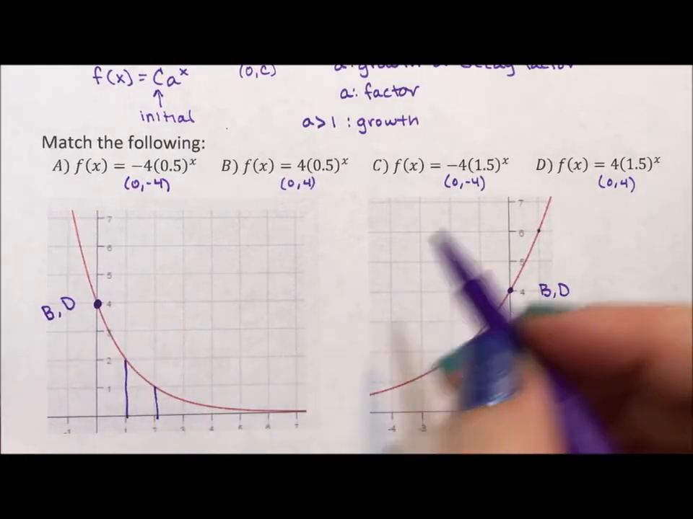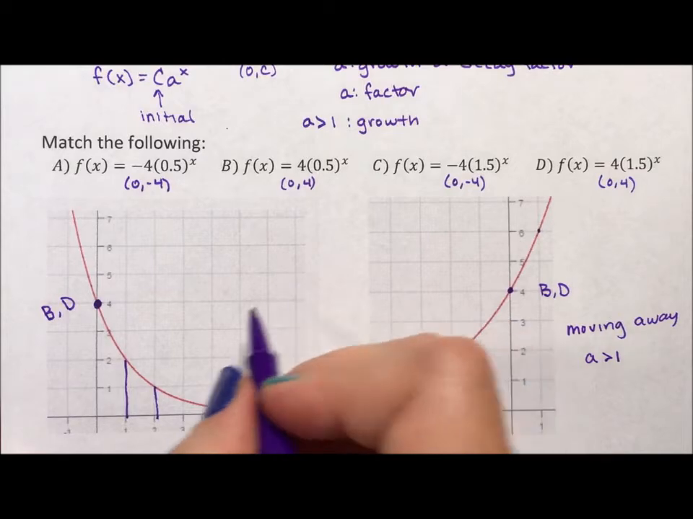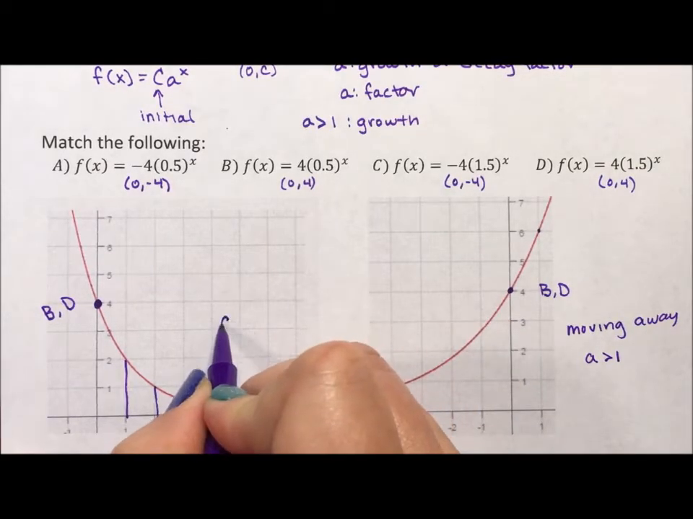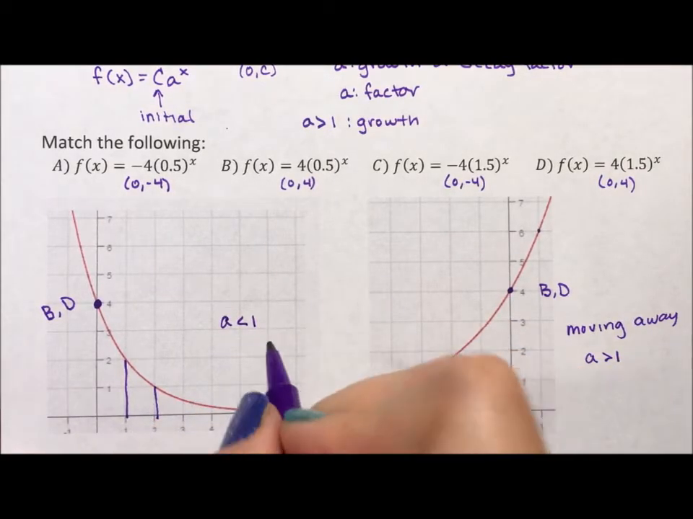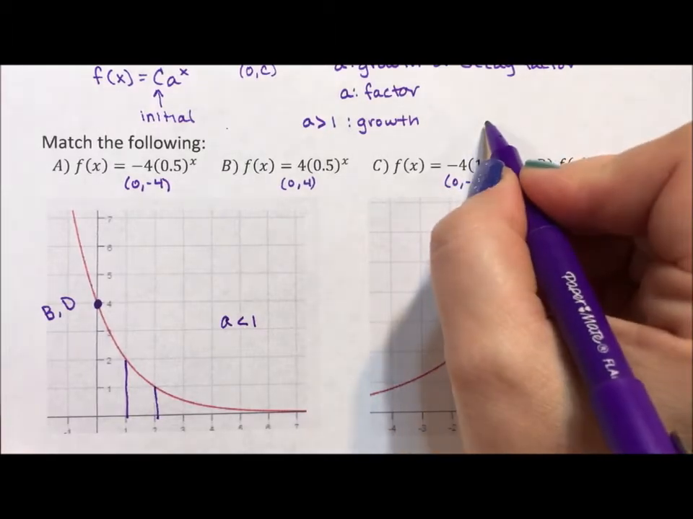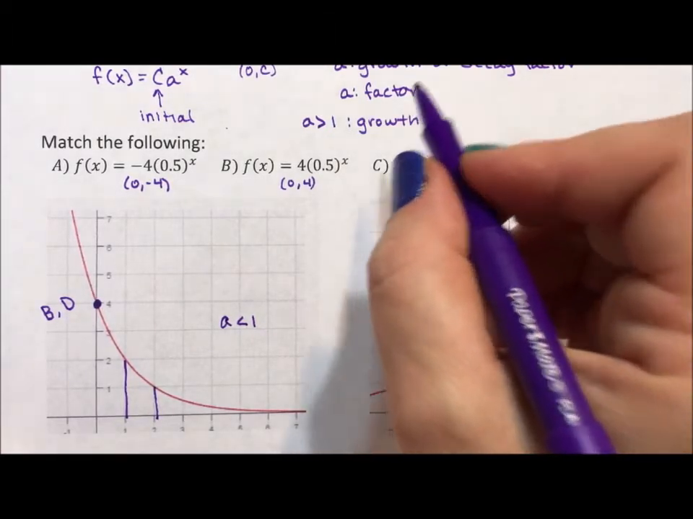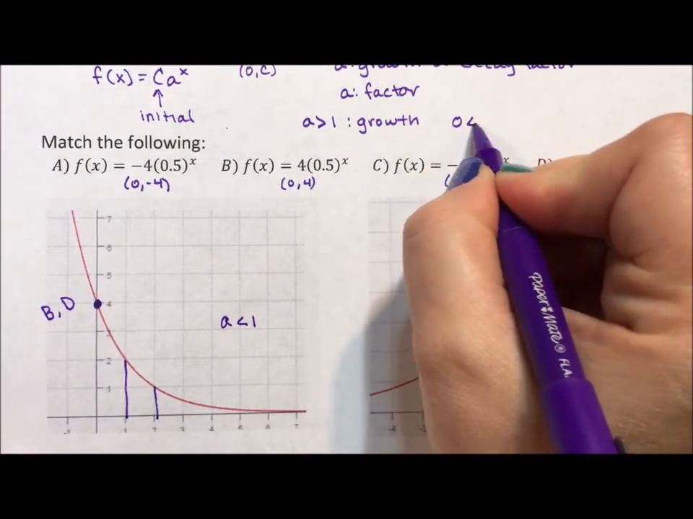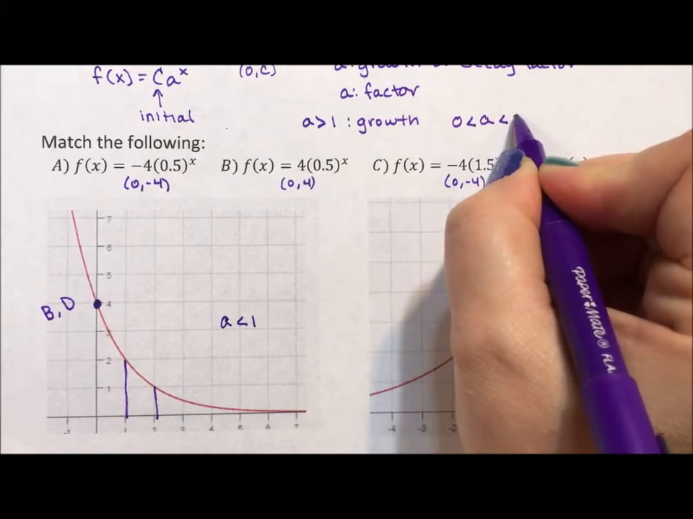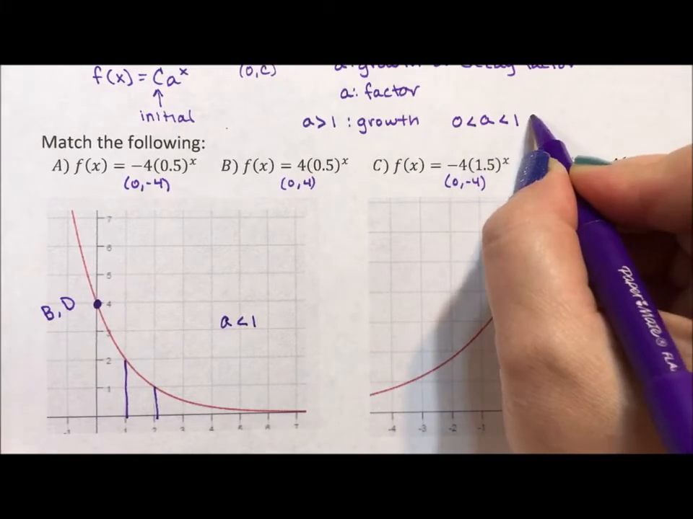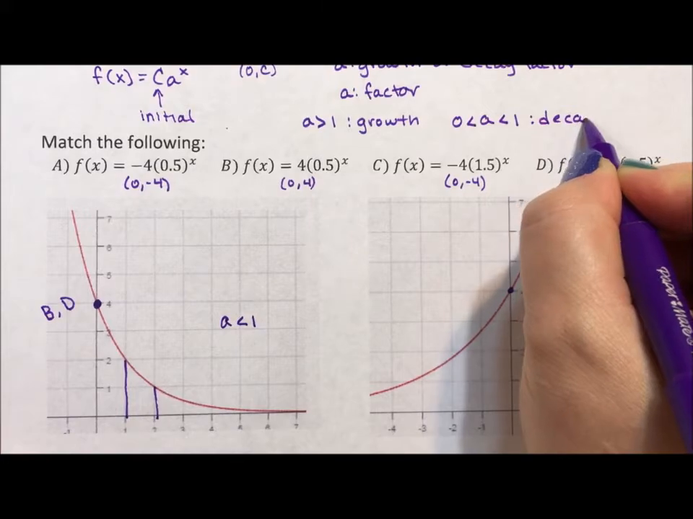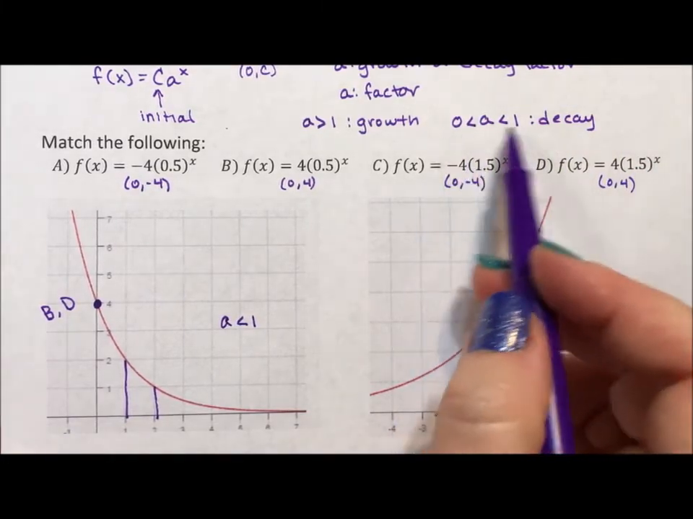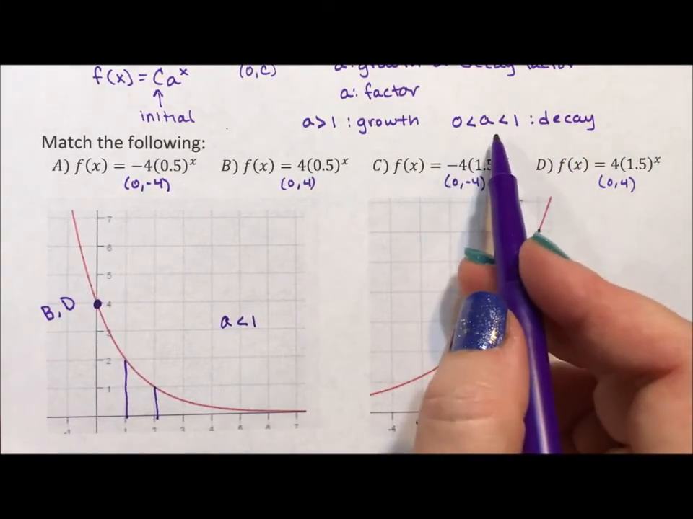Here, we're moving towards. So the quick thing to say is a is less than 1, but the problem is that's not specific enough because your growth factor has to be positive. So we actually have to say that a is bound between 0 and 1 for decay, not just less than 1. We have to bound it to be positive.